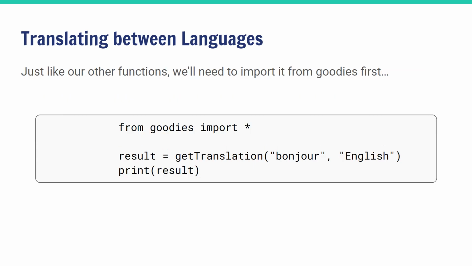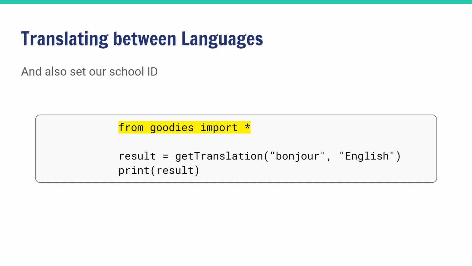And just like our other functions before, in order to use getTranslation, we have to import it from the goodies module and then also set our school ID using the school ID that the teacher would have given you.